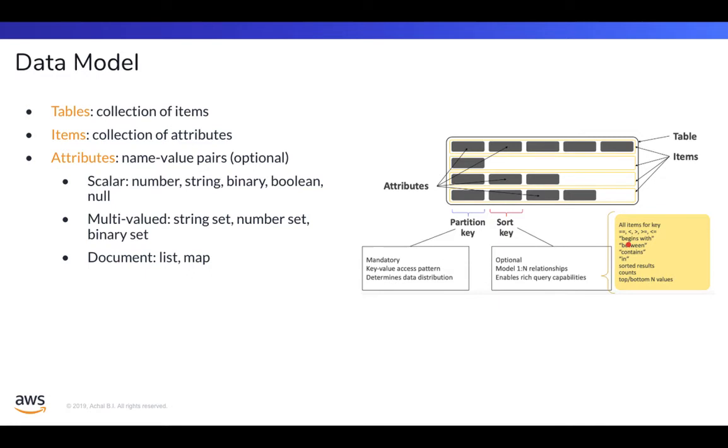Here is an example. You could say if the sort key begins with, let's say, customer, or begins with order, then we could retrieve all the items which are beginning with order. There are many filter options that you could use, and that would enrich your querying capabilities.